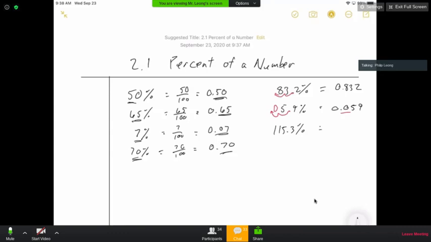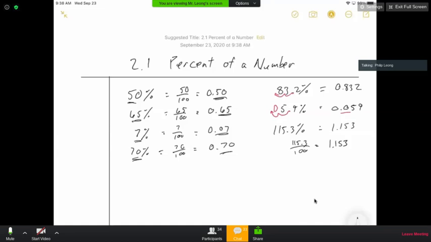Without using your calculator, it should be pretty easy. You should get 1.153. Do it in your calculator if you're worried that I'm not telling you the right thing. Go ahead, do 115.3 divided by 100. That's what you get, right?